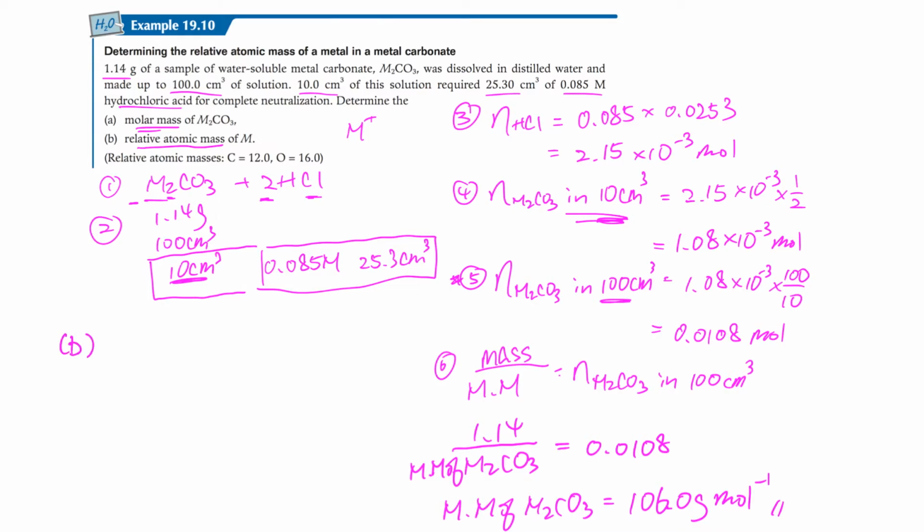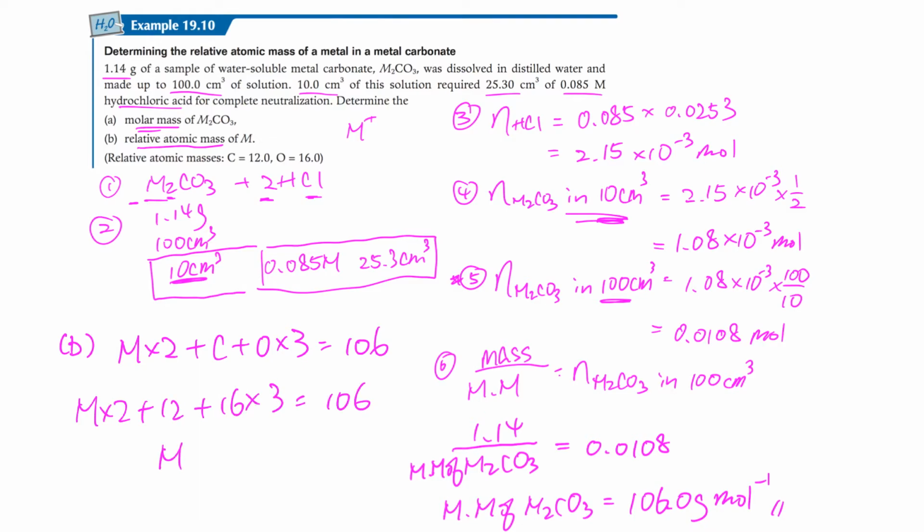Part B, basically, you just have M times 2 plus C plus O times 3 equals 106. Then you can solve the problem easily. So M should be 23. You just write: relative atomic mass of M is 23. This is relative atomic mass, so you should not have a unit for that. Relative atomic mass is unitless. So that's all for this question.